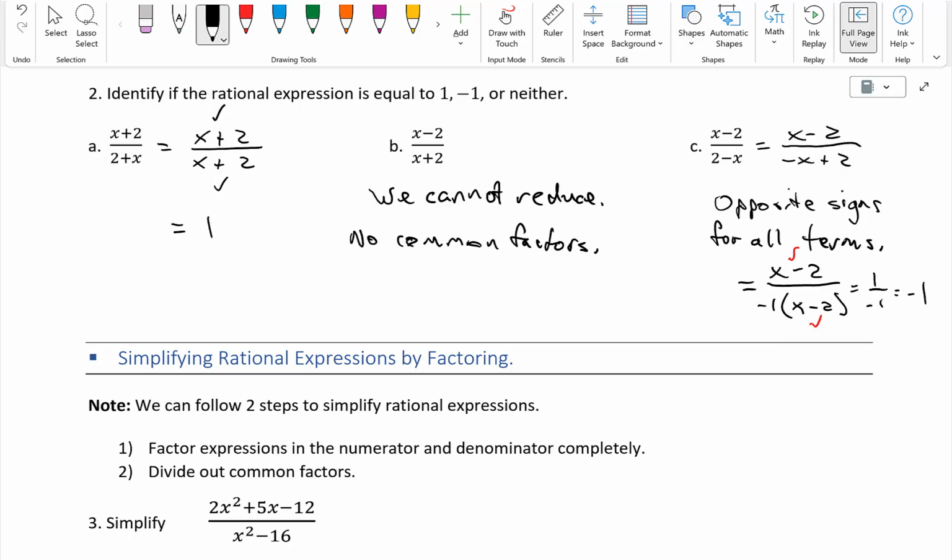So if we see all the same terms, or at least the same factor with the same signs, we've got something that'll divide itself out and give us a 1. If we've got the same terms but with different signs in the factor, we can divide out and get a negative 1, or factor the negative 1 out first and then do the division.